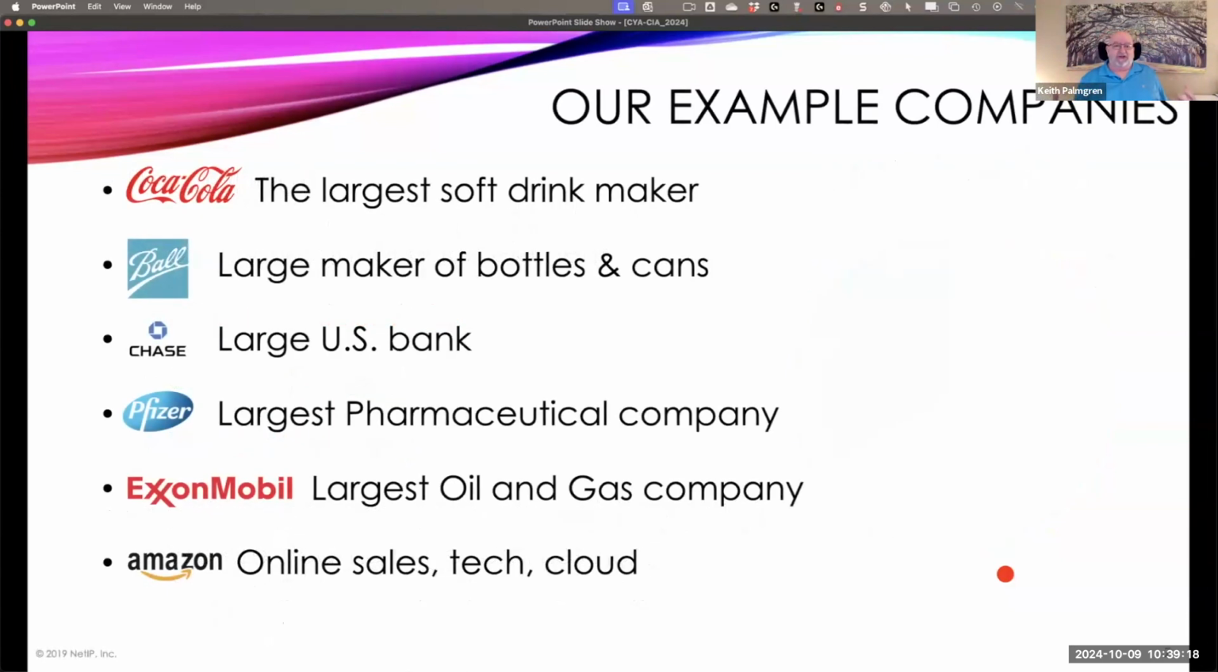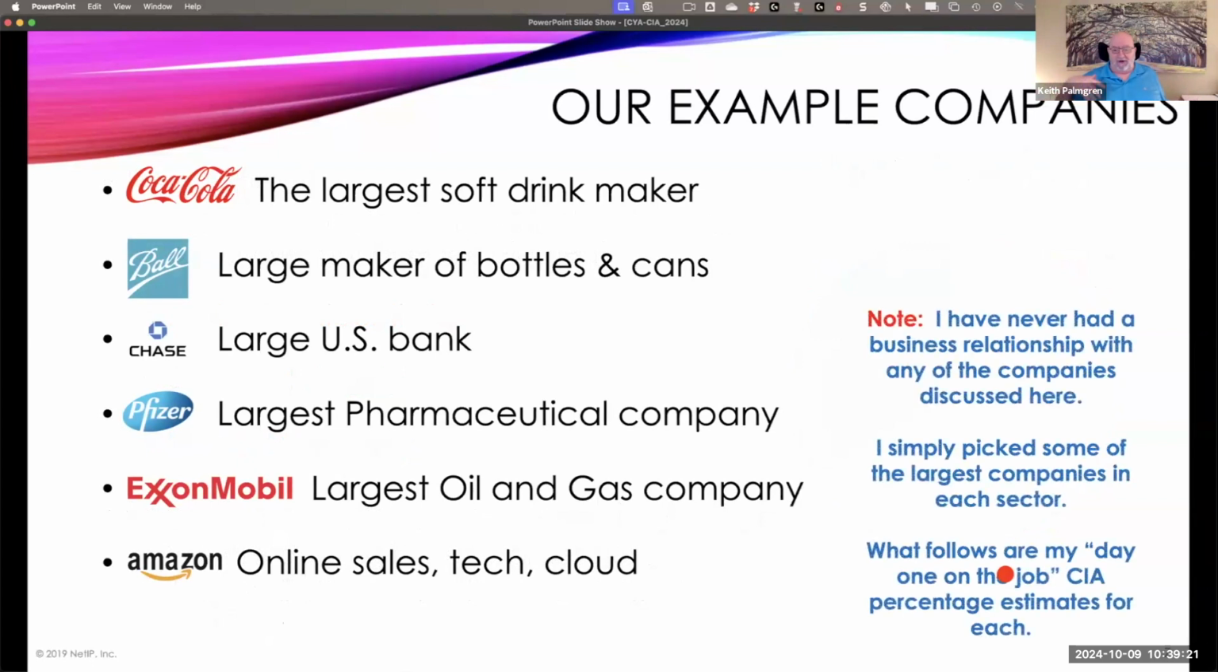And there's nothing special about these companies. I've never worked with these companies. I've never had any business relationship with them. I don't have any insider knowledge about these companies or whatever. I simply picked some of the largest companies in each of the sectors I wanted to touch on. But like I say, no insider knowledge here. If one of these companies hired me as their new CISO, day one, walking in the door, I would have certain assumptions in my head. That's what you're about to see here. These are my day one assumptions, again, with no insider information.